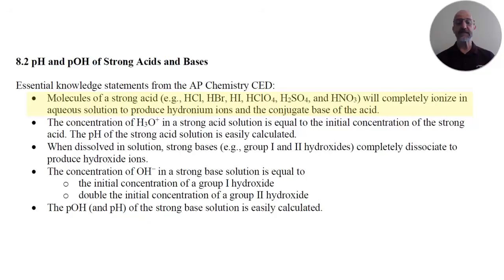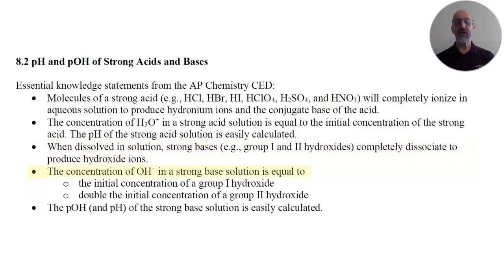HNO3. These 6 strong acids are examples of acids that completely ionize in aqueous solution, so 100% ionized, to produce hydronium ions and the conjugate base of the acid. The concentration of the hydronium ion in a strong acid solution is equal to the initial concentration of the strong acid. The pH of the strong acid solution is easily calculated. Now, what about strong bases? When dissolved in solution, strong bases, for example, group 1 and group 2 hydroxides, completely dissociate to produce hydroxide ions.